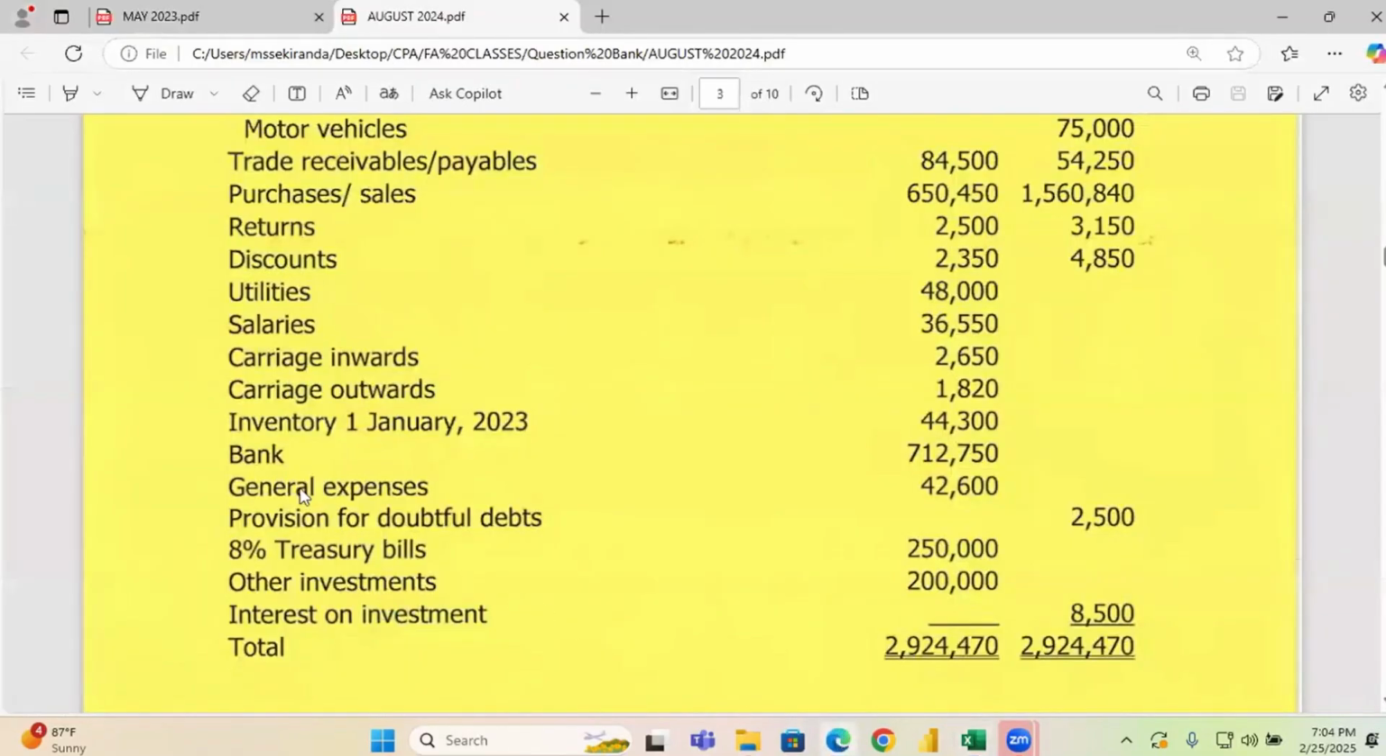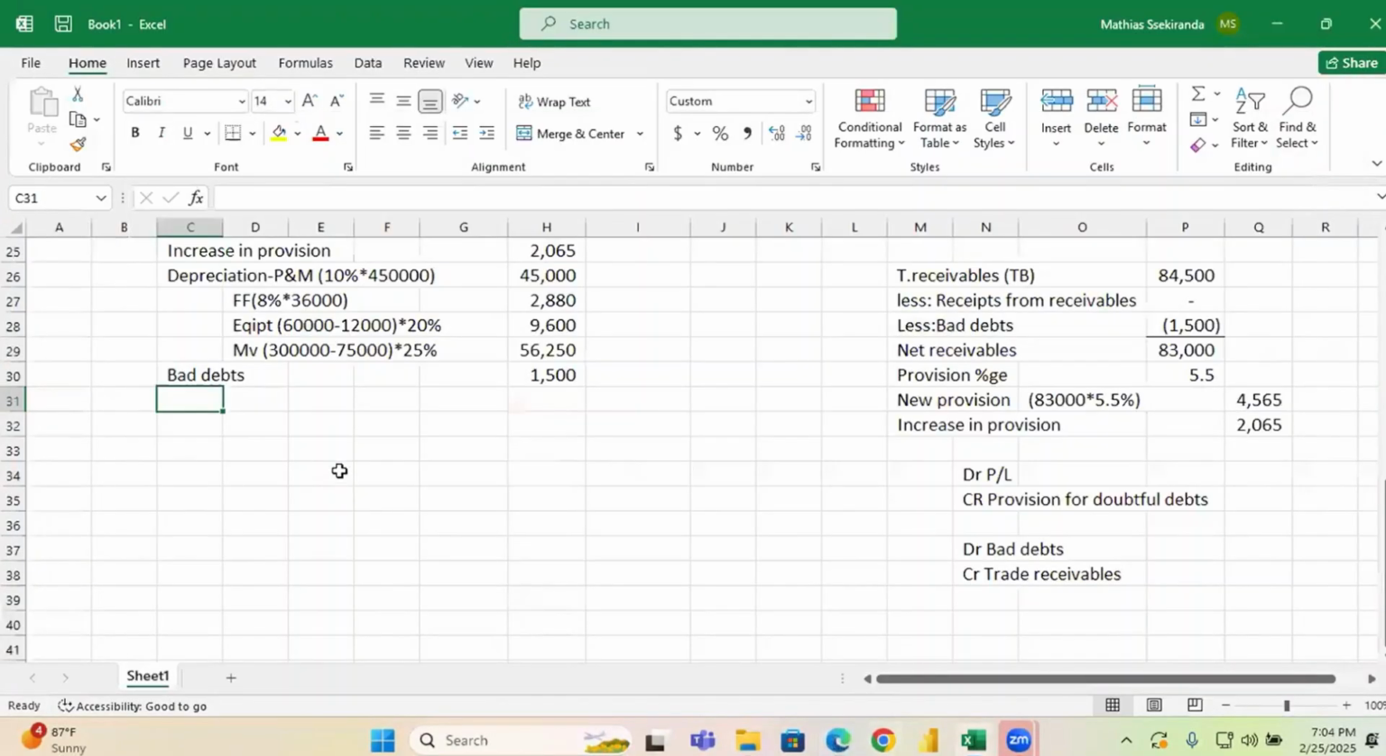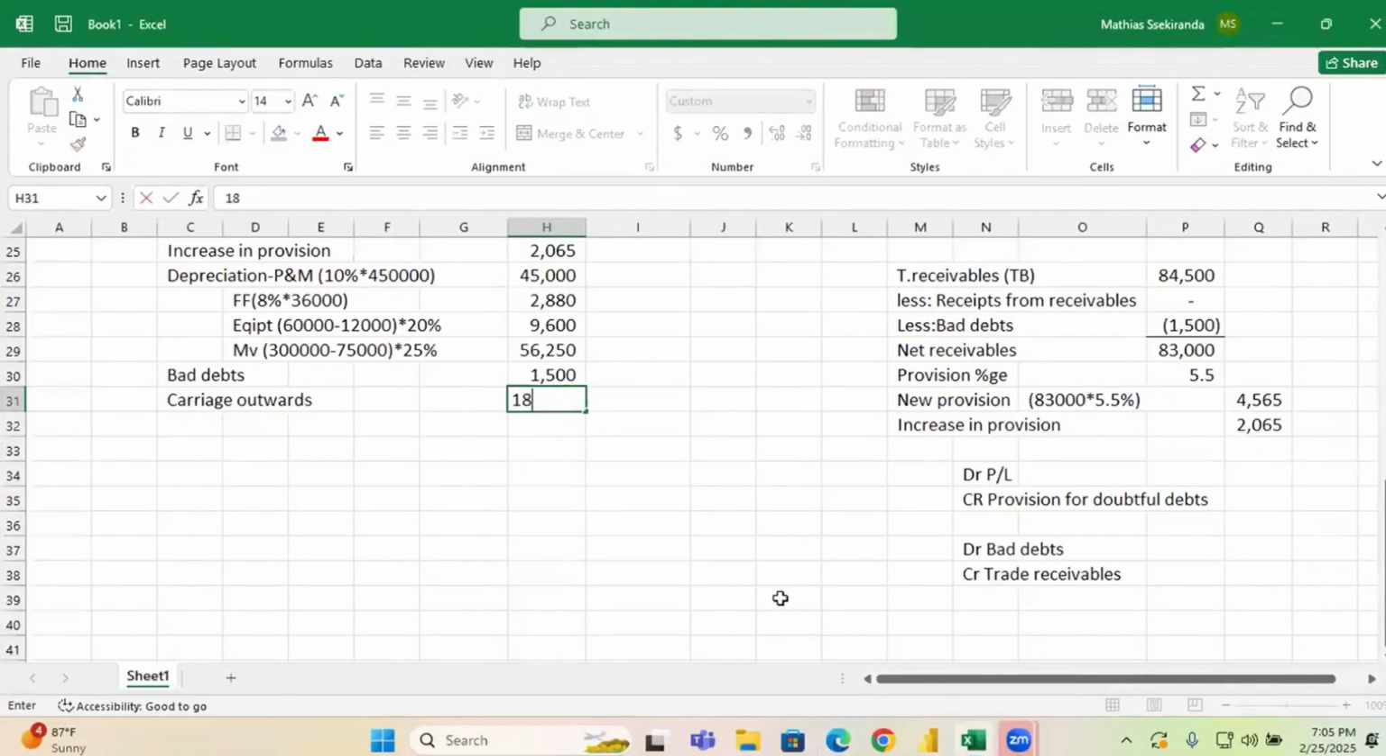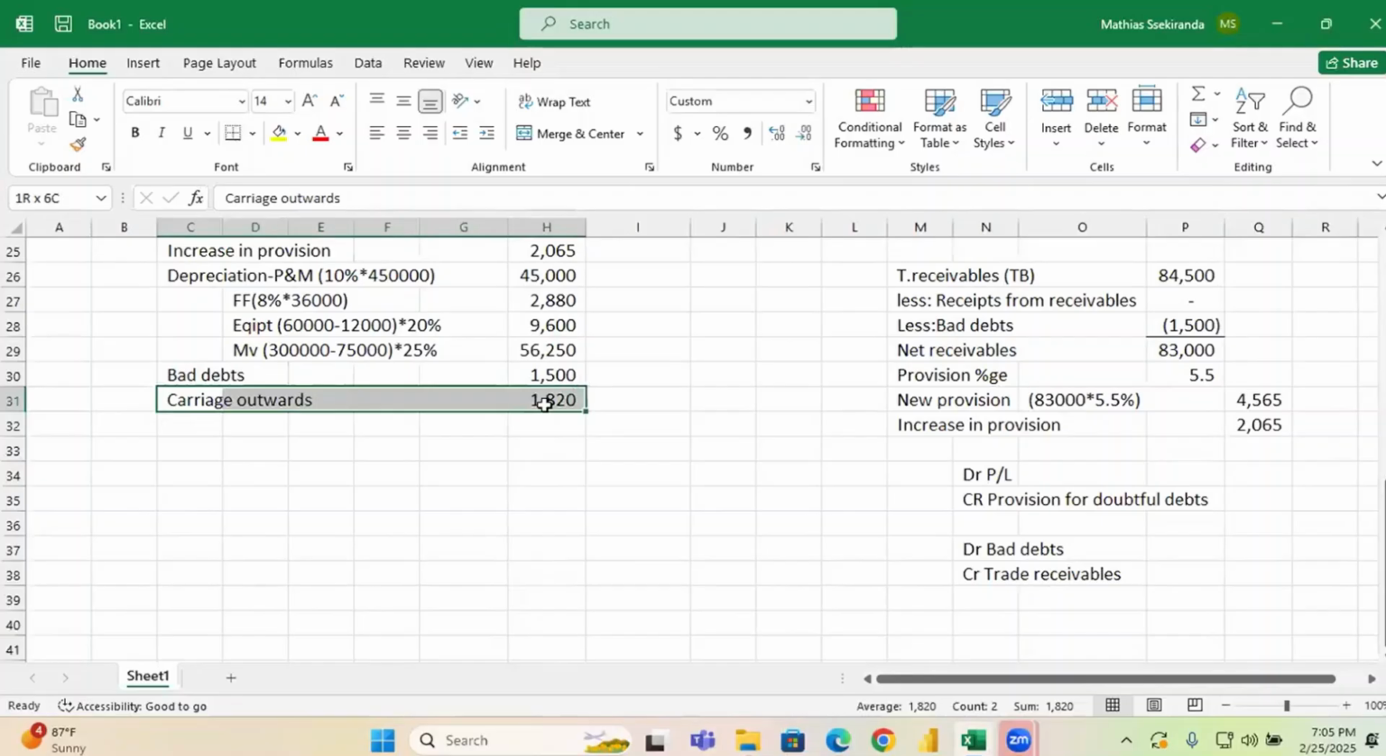Do we have any other expenses? I'm seeing carriage outwards. Carriage outwards is an expense. These are the transportation fees that you incur to deliver to your customers who have bought from you on credit, in bulk. It is 1,820. You have customers that buy from you in bulk. You have to give them transport, and that is the carriage outwards.